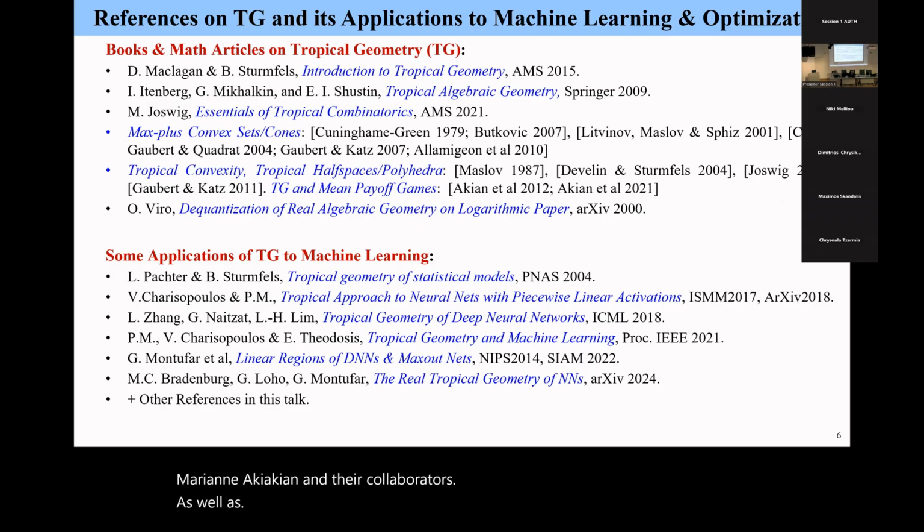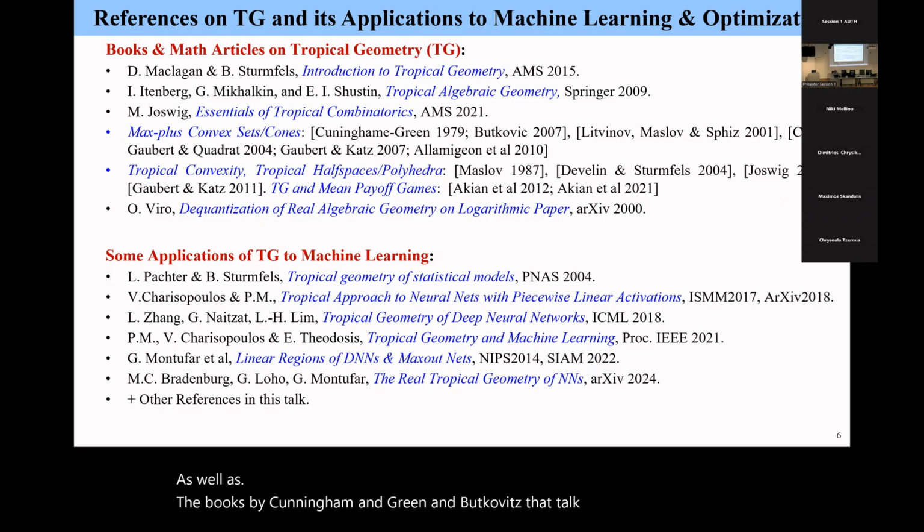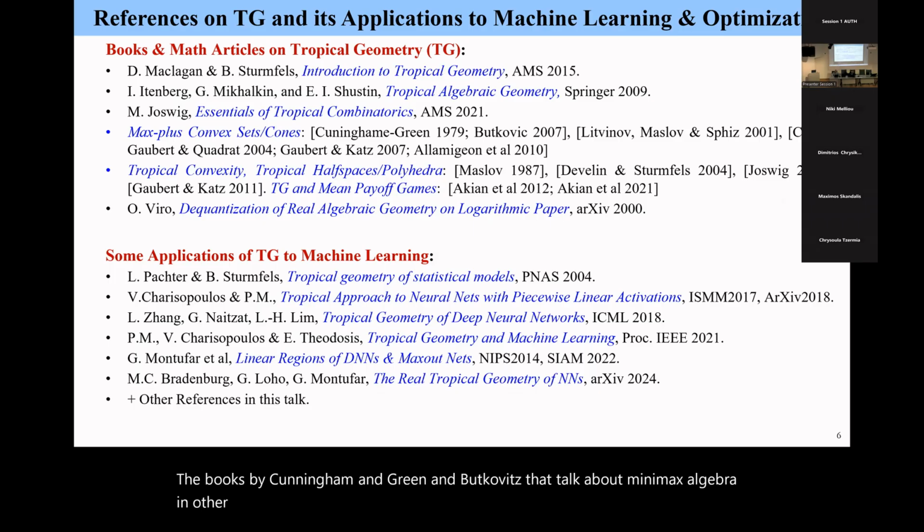as well as the books by Cuninghame-Green and Butkovič that talk about minimax algebra, another word for max-plus algebra, and some key papers by a Russian team, Maslov, Litvinov, and their collaborators, who have founded an area in mathematics called idempotent mathematics.